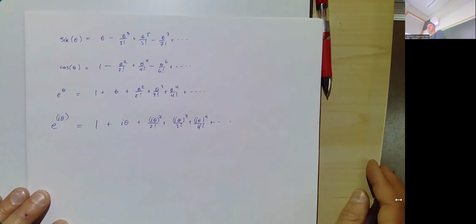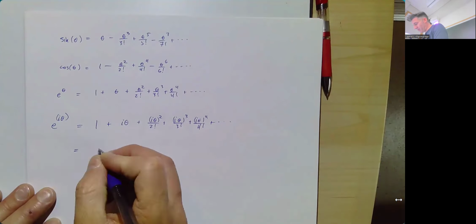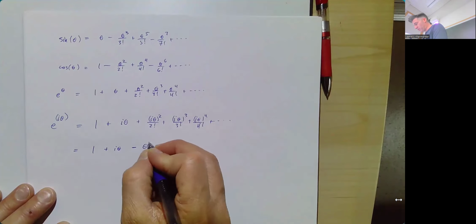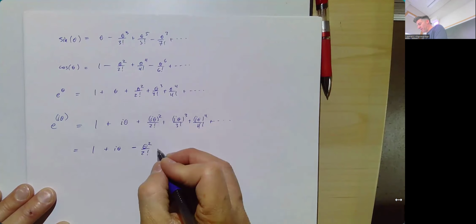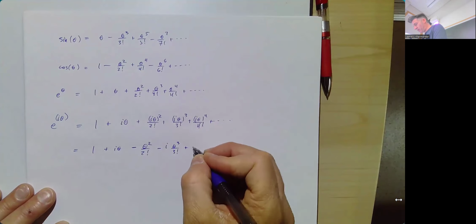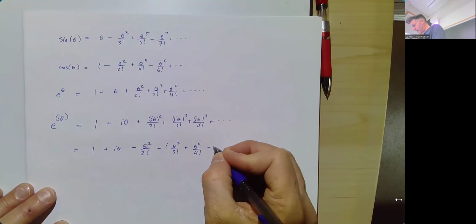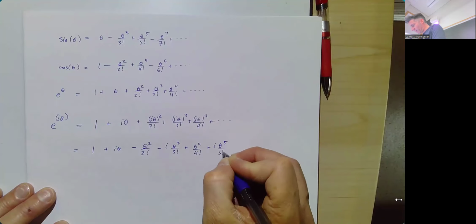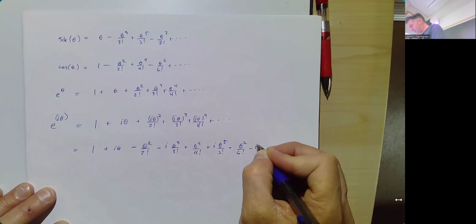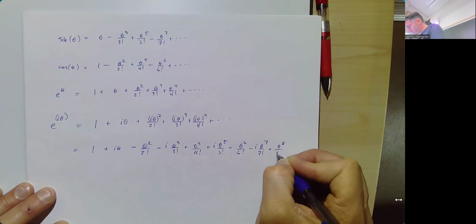Anyone remember what i squared is? No. -1. So I got 1 plus i times theta minus 1 times theta squared over 2 factorial. i cubed is minus i times theta cubed over 3 factorial. i to the 4th is plus 1. And this pattern continues, and we get another plus i times theta to the 5th over 5 factorial minus theta to the 6th over 6 factorial minus i times theta to the 7th over 7 factorial plus theta to the 8th over 8 factorial, and so on and so on and so on.